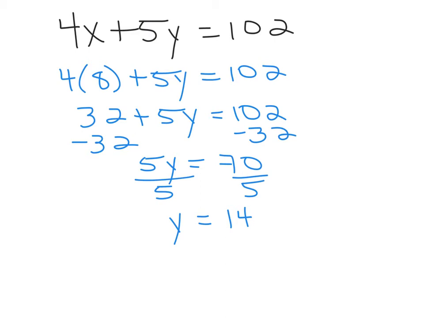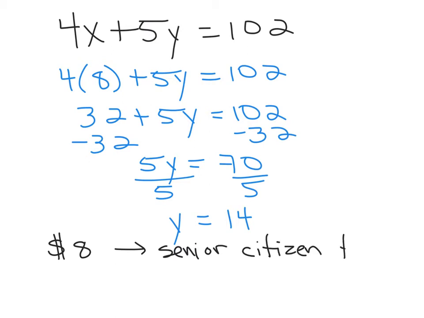So my final answer I want to write out. So let's write that it is $8, and that's per senior citizen ticket, and it's $14 per student ticket.